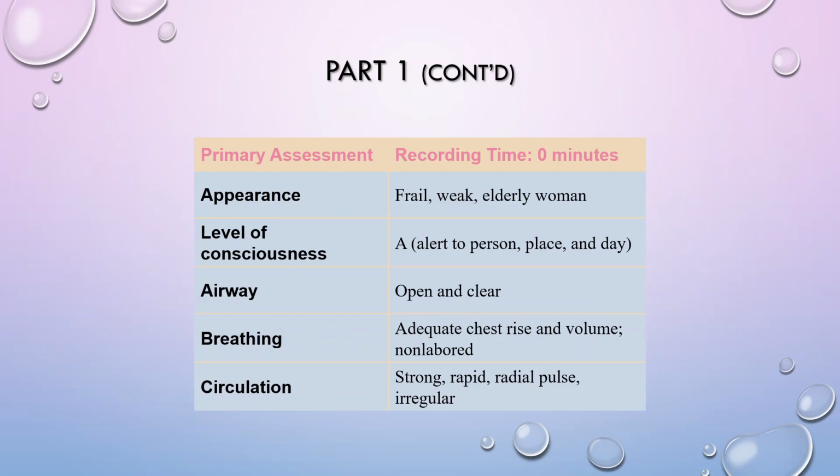Okay, primary assessment. When you look at her, she looks like a frail, weak, elderly woman. She is alert. Her airway is open and clear. Her breathing is adequate, with good chest rise and volume. It is non-labored. Her circulation is strong, with a rapid radial pulse, and it is irregular.